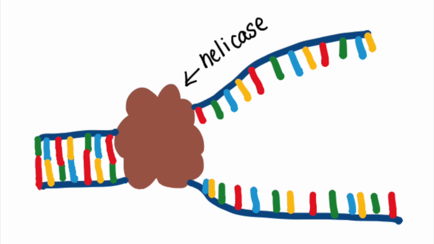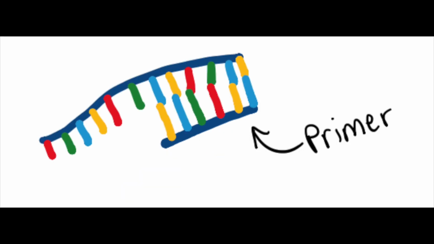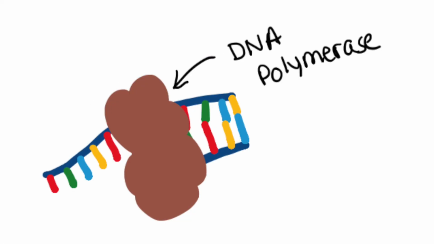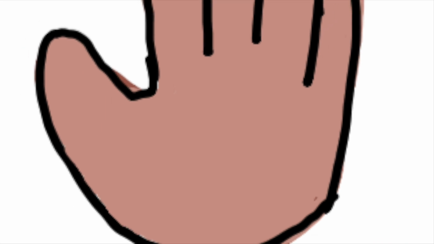Now these separated strands provide a template for creating new DNA strands. The enzyme primase makes a primer to mark the starting point of the new construction of DNA. Another enzyme called DNA polymerase binds to the primer and makes a new strand of DNA. And a new strand of DNA is going to be formed. But there can be problems.